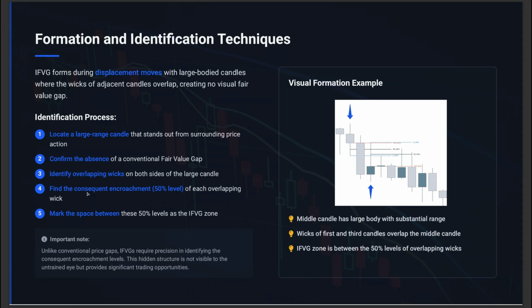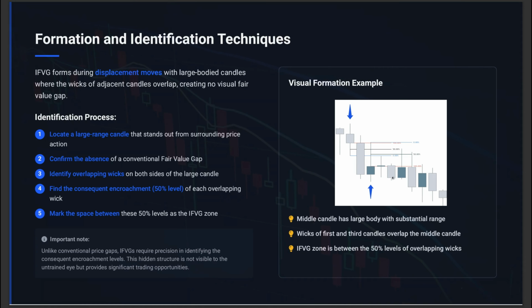Number four, find the consequent encroachment, which is the 50% level, of each overlapping wick. Number five, mark the space between these 50% levels as the implied fair value gap zone. Now, important note: unlike conventional price gaps, implied fair value gaps require precision in identifying the consequent encroachment levels. This hidden structure is not visible to the untrained eye, but provides significant trading opportunities.